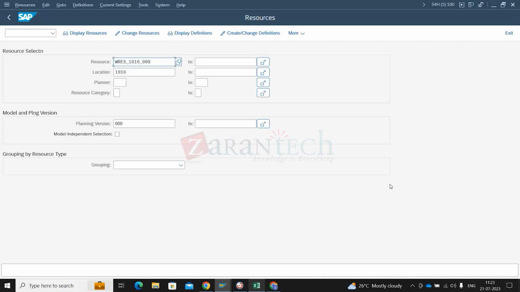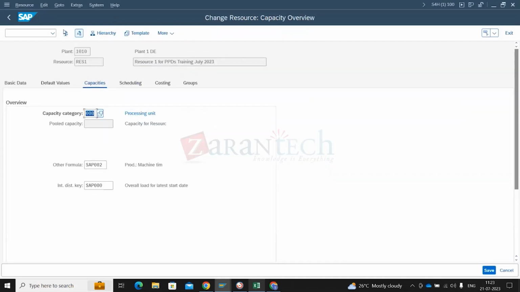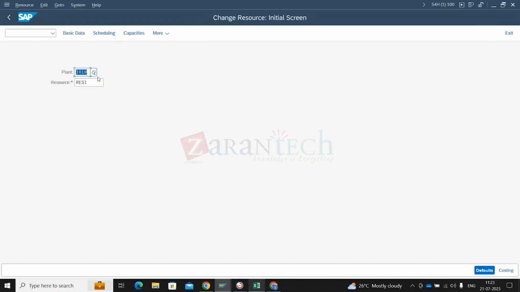Now for the sake of checking, I'll see if the area 02 is also there. So it's not there yet because I haven't set that up, correct? So let me just transfer that resource also.